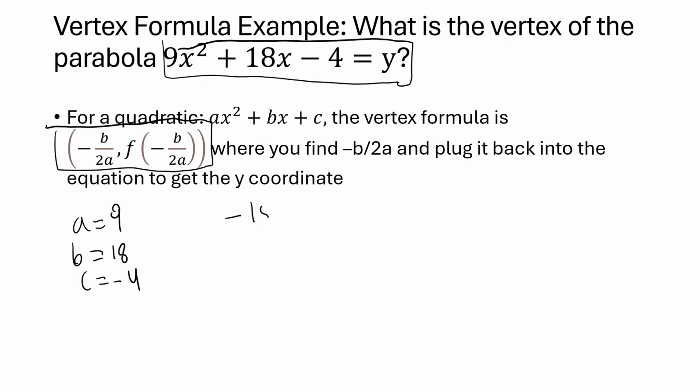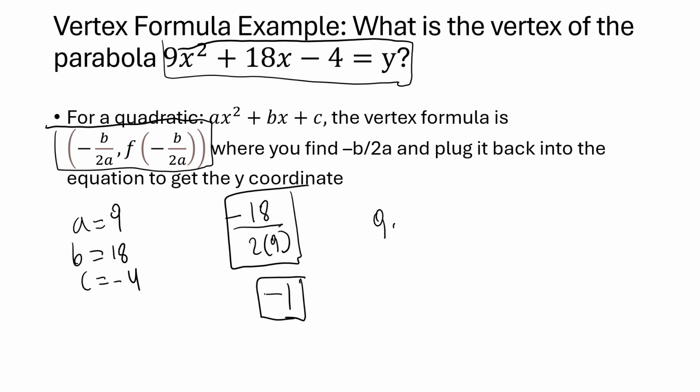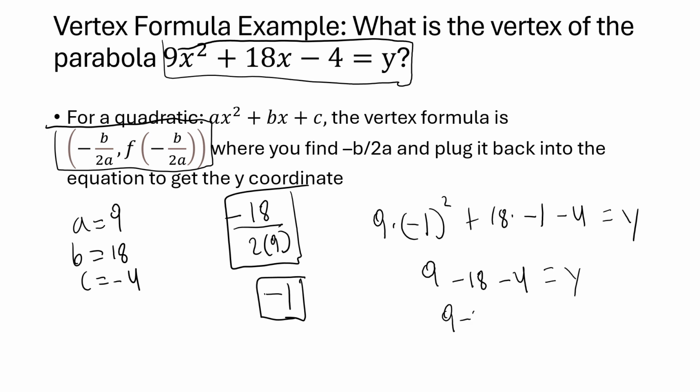We get minus 18 over 2 times 9 for the x coordinate, and that's just equal to minus 1. Now we plug in minus 1 into the equation. So you get 9 times minus 1 squared plus 18 times minus 1 minus 4, which gives us the y coordinate. So we get 9 minus 18 minus 4 for the y coordinate. So we get 9 minus 22 equals negative 13, which is the y coordinate. So the vertex is negative 1, comma, negative 13.